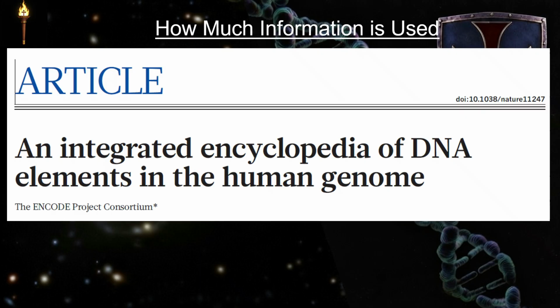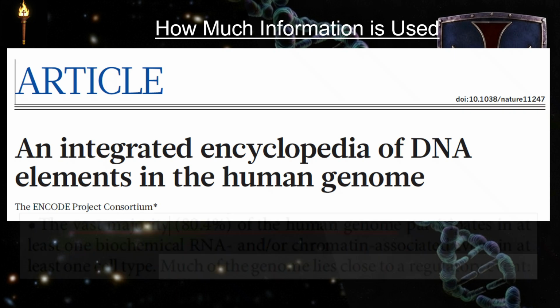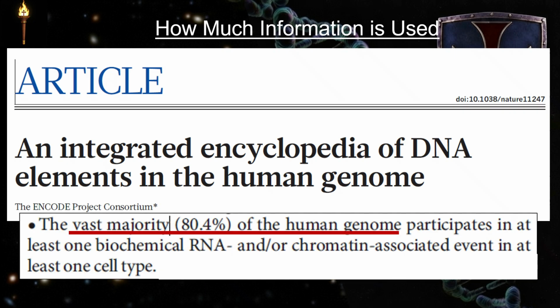We turn to the ENCODE project, and we turn to this paper called An Integrated Encyclopedia of DNA Elements in the Human Genome, published in Nature. And what it says is the vast majority, 80.4% of the human genome, participates in at least one biochemical RNA and/or chromatin-associated event in at least one cell type.